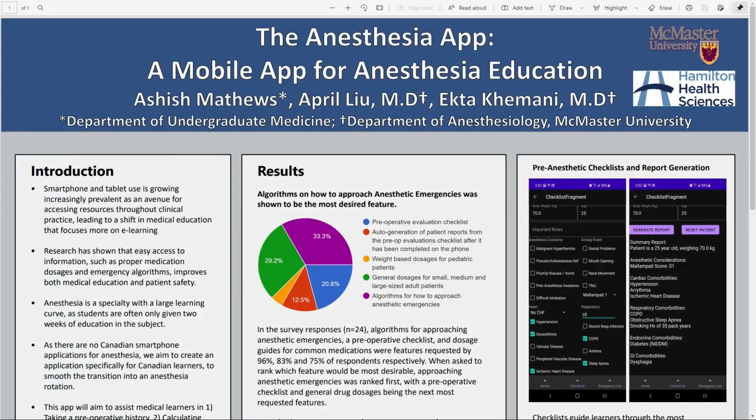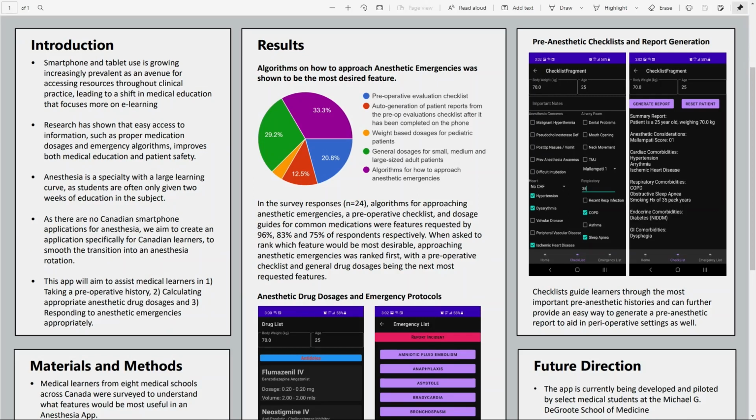Hello, and thank you for coming to a presentation on the Anesthesia app, which is a mobile application that we designed for anesthesia education. We created this application to help undergraduate medical learners during their anesthesia rotations.